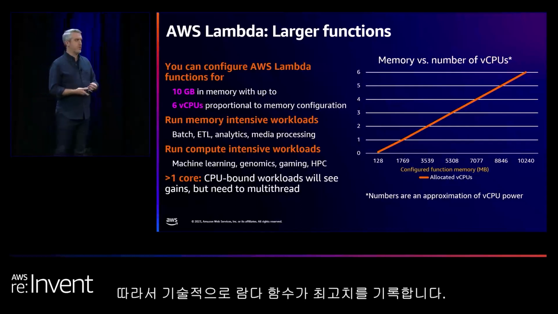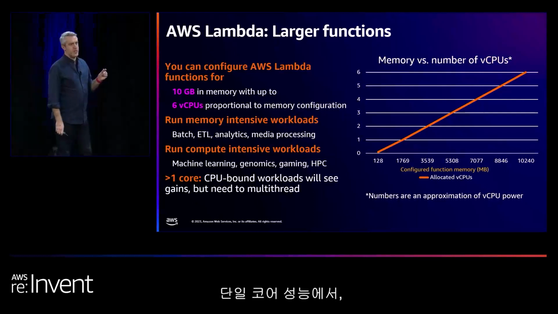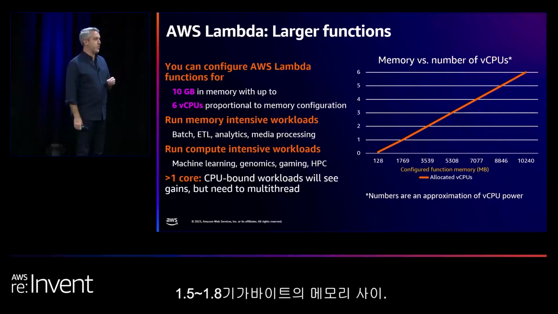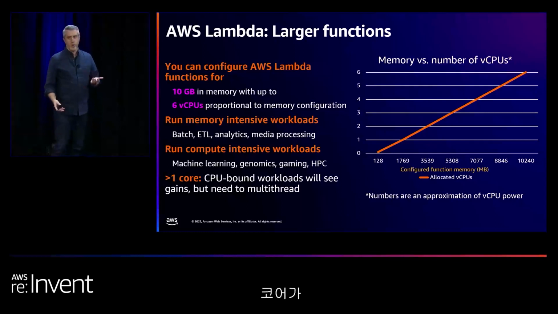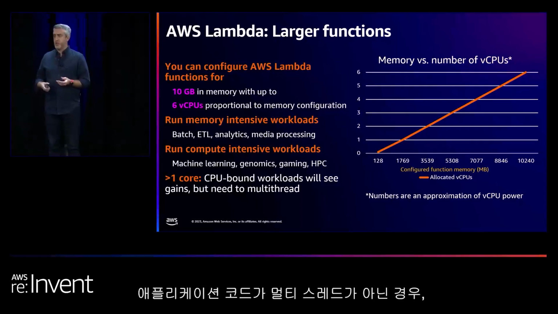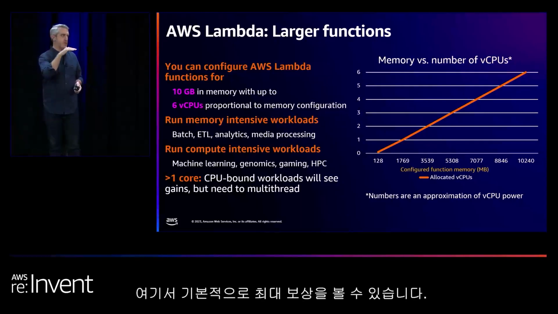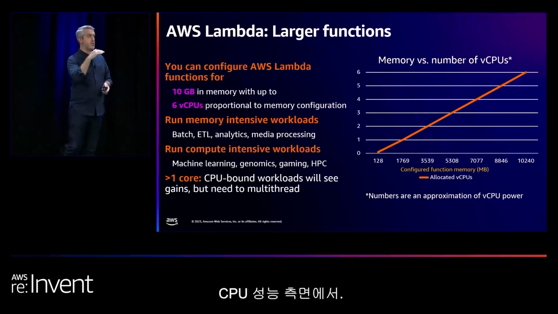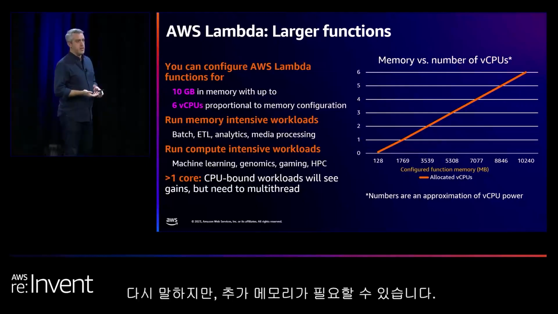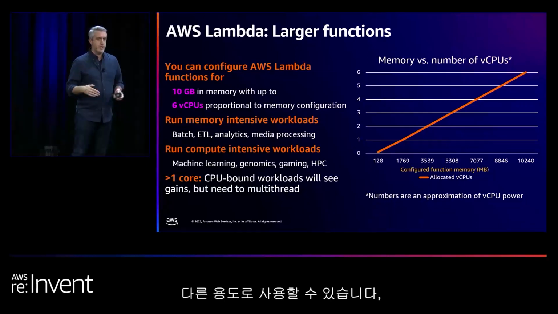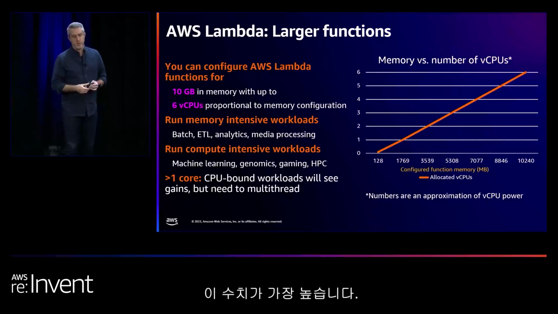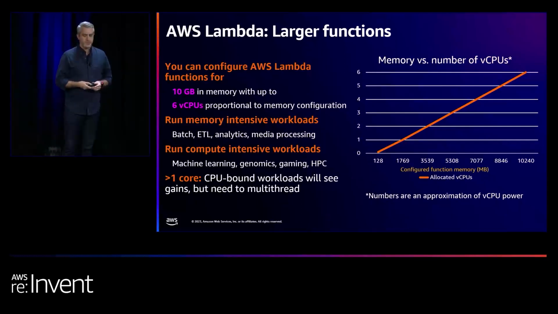So technically, a Lambda function tops out at a single core performance somewhere between about 1.5 and 1.8 gigabytes of memory. And so if your application code is not multi-threaded, that's where you're going to see basically the maximum payoff in terms of CPU performance. Again, you might need the additional memory for your function for other needs, but when it comes to CPU, that's going to kind of be where you top off.